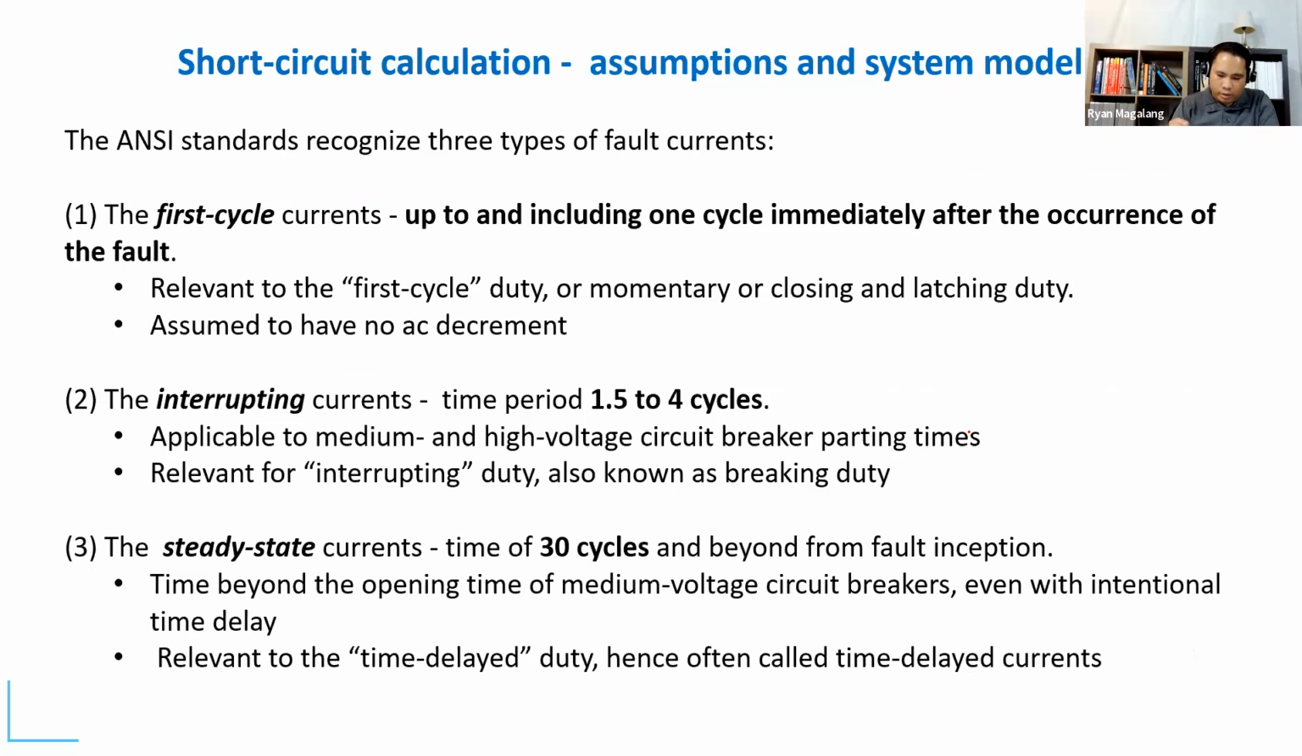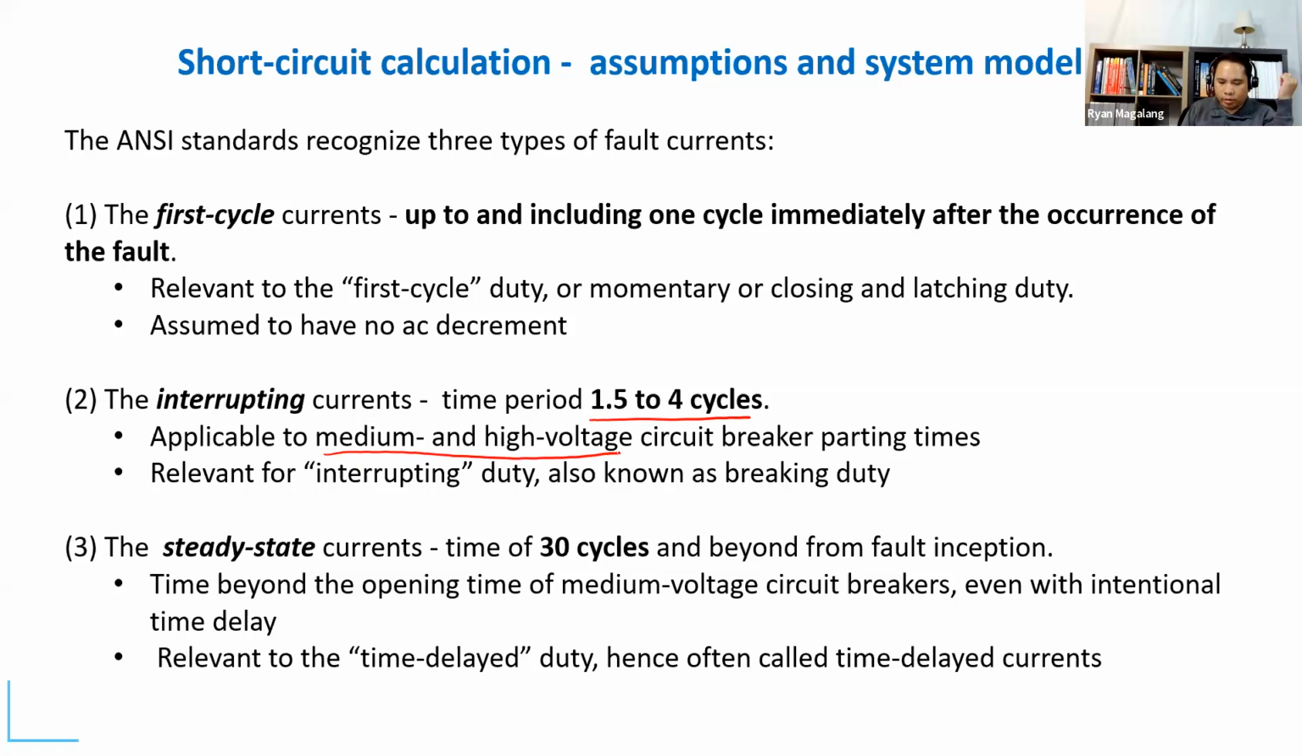Let me just pass through here. Okay, so this is the one I was talking about. So first cycle duty, that's your half cycle essentially. Interrupting, that's your 1.5 to 4. So applicable to medium and high voltage circuit breakers. So why is that?